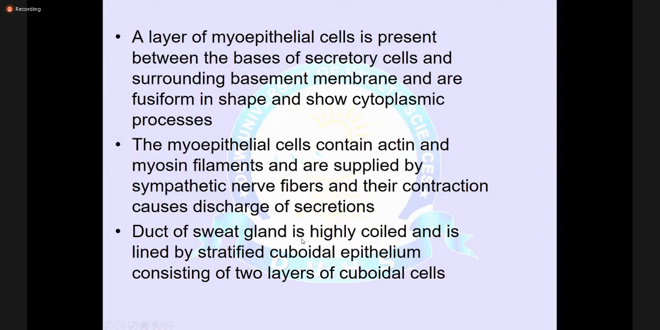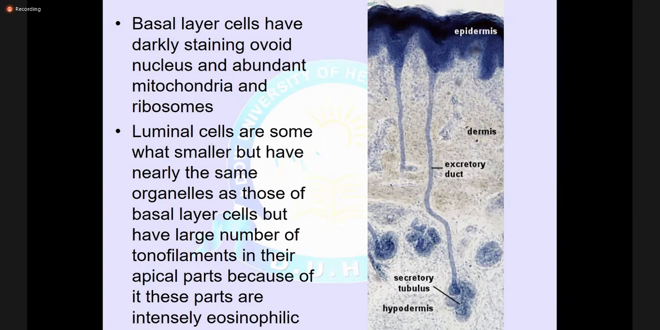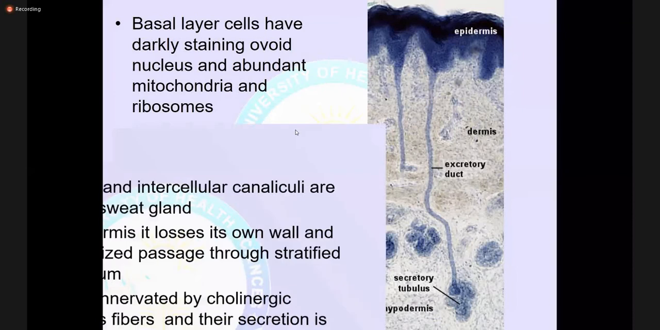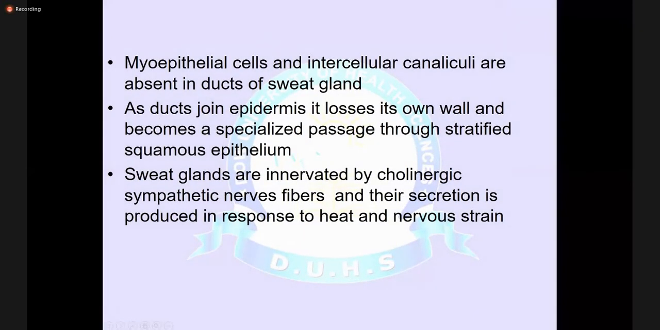The duct of the sweat gland is highly coiled and lined by a stratified cuboidal epithelium consisting of two layers of cuboidal cells. The basal layer cells have darkly staining ovoid nuclei and contain a large amount of mitochondria, right? The myoepithelial cells and the intercellular canaliculi are absent in the duct of the sweat gland.